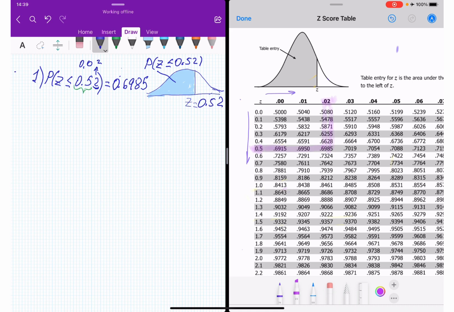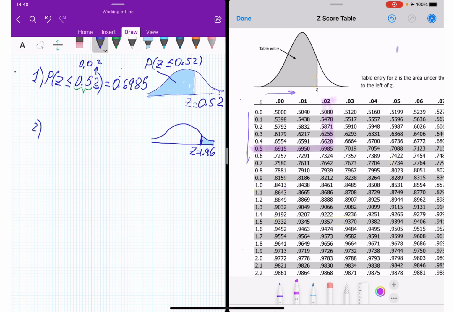Okay. Next question. So for question number 2, we have the following normal distribution, where this time we need to find the right tail, so it's shaded to the right. And z-score is equal to 1.96, and this is our shaded area.